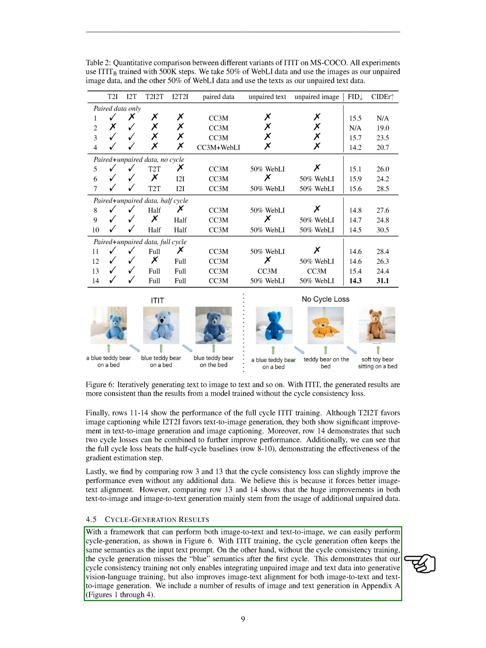With our ITIT model, we can easily perform cycle generation. The cycle generation often keeps the same semantics as the input text prompt. Without the cycle consistency training, the cycle generation misses some semantics after the first cycle. This shows that our cycle consistency training not only allows us to use unpaired image and text data in training, but also improves alignment between images and text for both image-to-text and text-to-image generation.